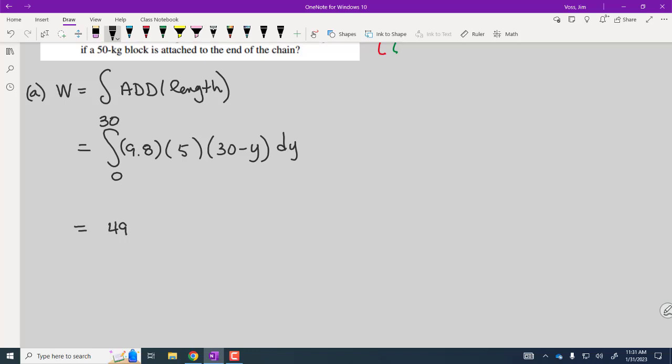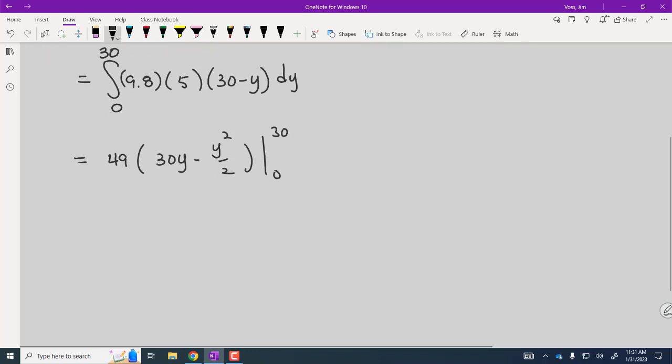Just didn't feel right. So then we have 30y minus y squared over 2, from 0 to 30. Plugging in the 30 gives 30 times 30, which is 900, minus 900 divided by 2, which is 450. So 49 multiplied by 450. 49 times 450 is 22,050? Yep. And that's joules.